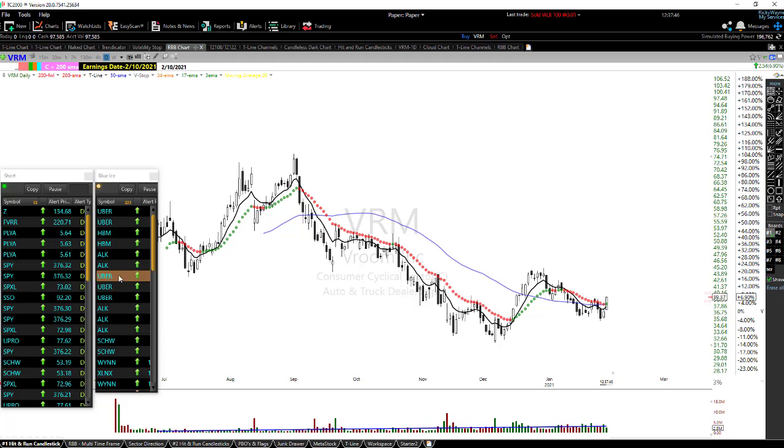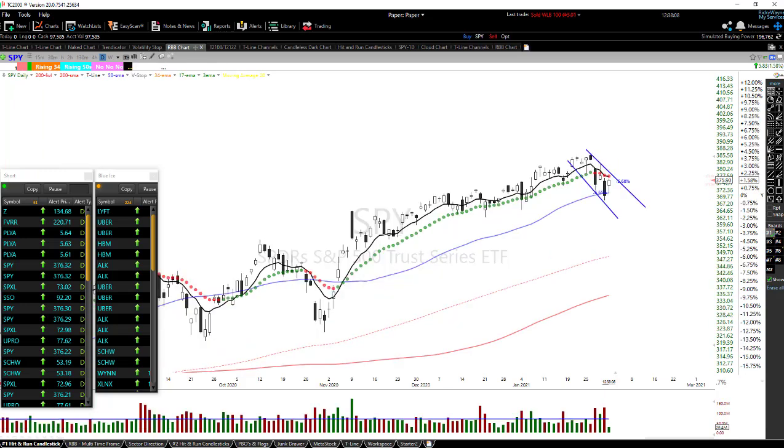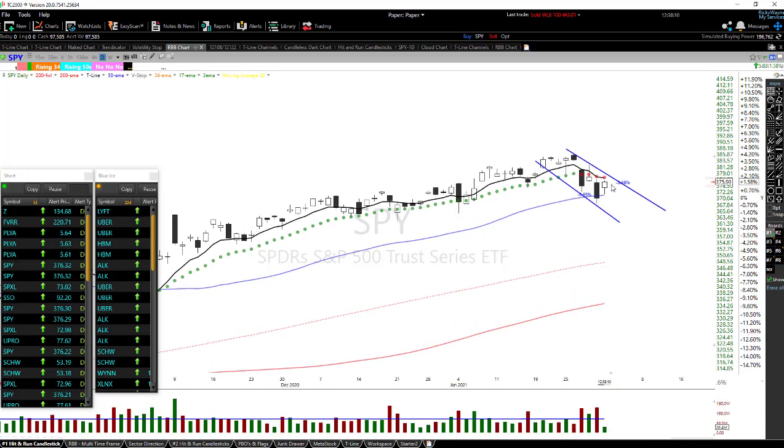Okay, so let's look at some of these moving up here. Let's take a look at Z. So Z actually never became a really good blue ice failure. We didn't get below the 50-period moving average. But as you can see, the chart really hasn't suggested any bullishness right here. I don't think it has. If I look at the SPY real quick, I also want to point out it has not suggested any real bullishness. Not yet.